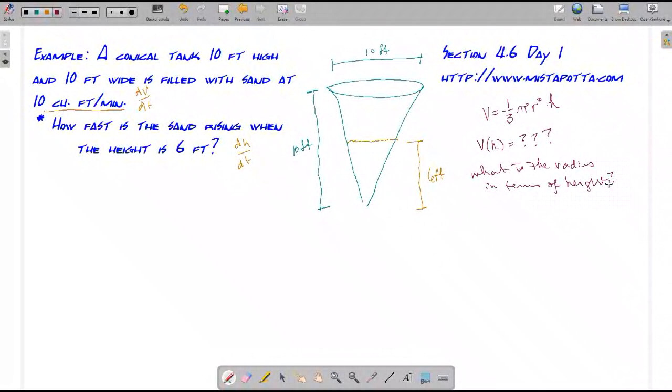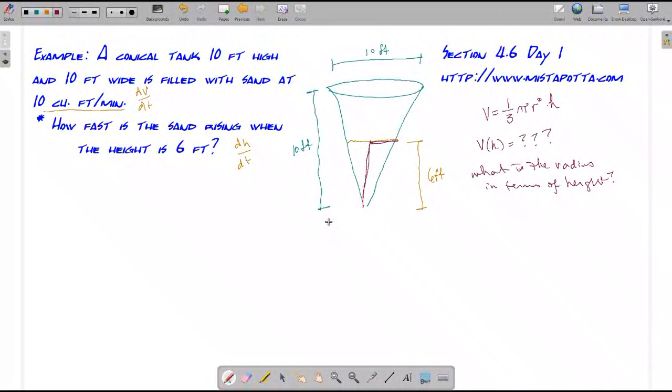Because if I can figure out how the radius and the height are related to each other, then I can replace radius with a function for height. And I can figure out what this formula for volume is in terms of height. So I'm looking at this, and I know that I've got some radius here and some height here.